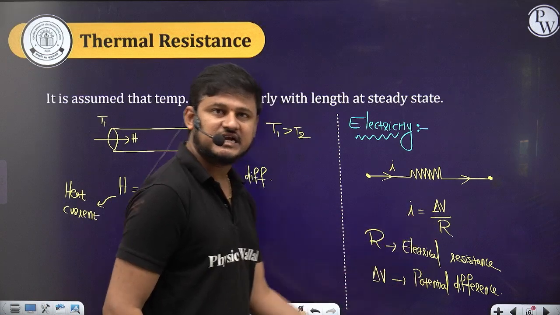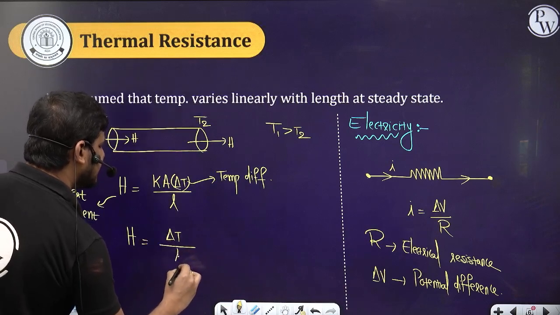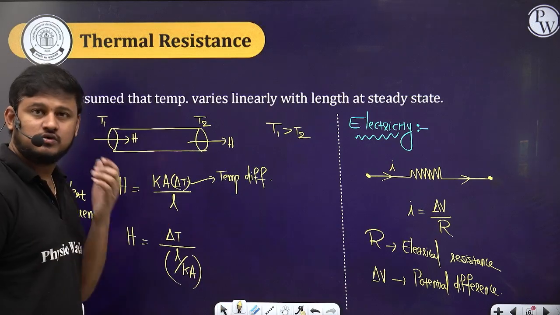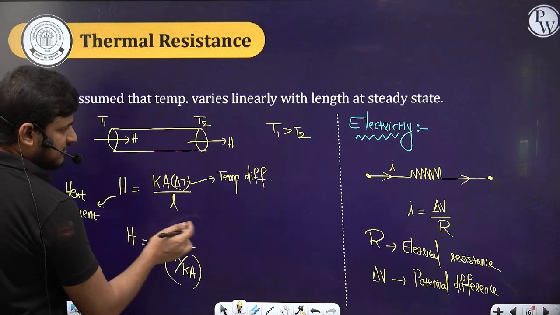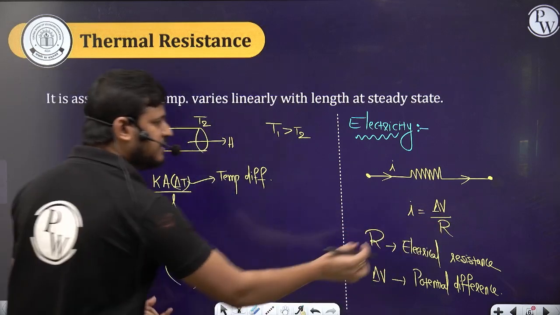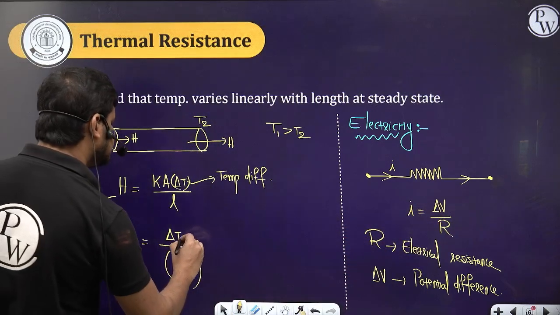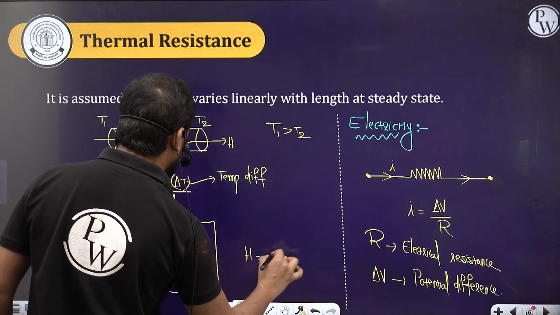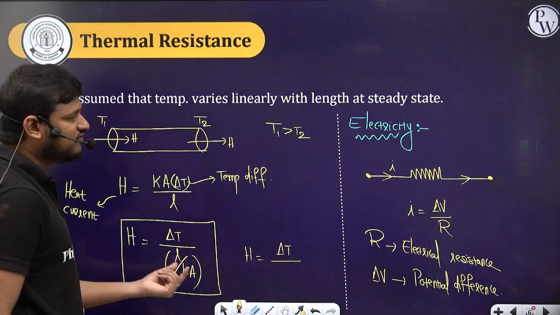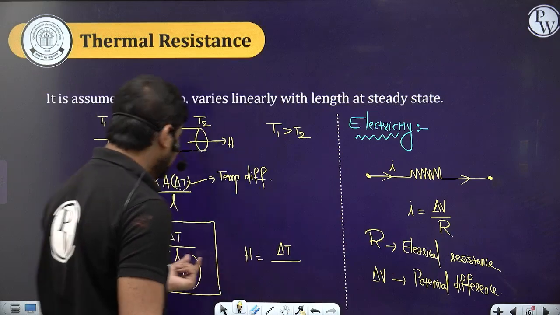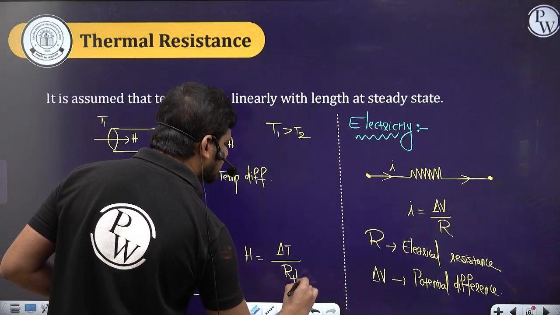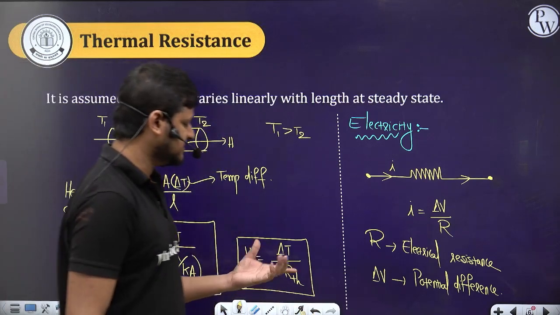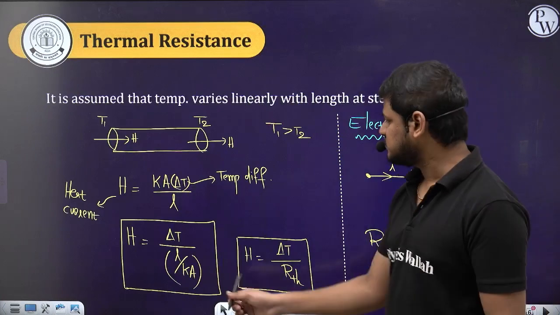Since only the temperature difference drives the heat current, I write only delta T in the numerator, and bring kA down, so L by kA. In place of potential difference, we have delta T. In place of electrical resistance, we have the thermal resistance. H equals delta T by R_TH. Done, everyone? This part you should understand.